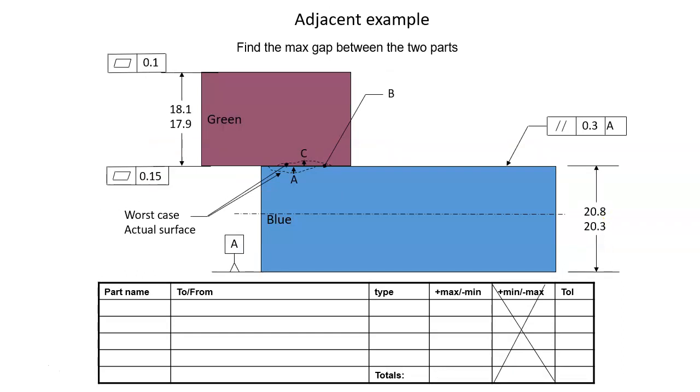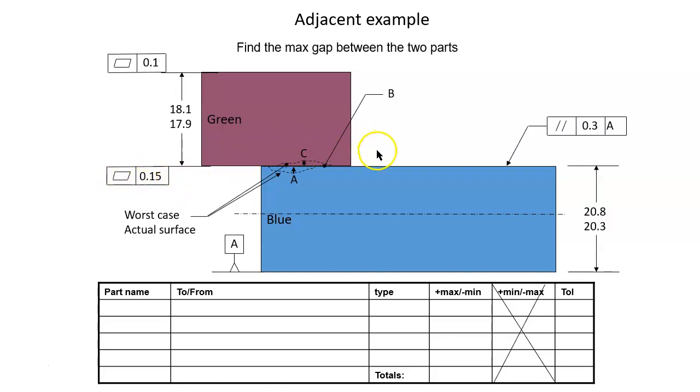Now here's where we get into adjacent and offset. We've got these form controls on a surface. So in this stack, we're looking for what's the max possible gap between this surface and this surface. Well, the surface on the blue part is controlled by this parallelism. That's controlling the form of the surface on the blue part. And the surface of what it claims to be a green part, although it doesn't look green to me, is controlled by this flatness.